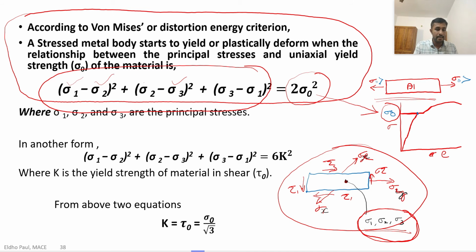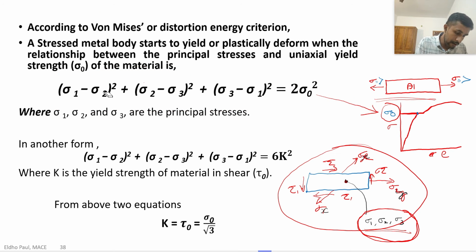We can also give greater than or equal to, not equal alone. That means for a body subjected to a complex loading condition, at a particular point, the principal stress values are sigma 1, sigma 2, sigma 3. Using them, we calculate the left hand side of the equation, that is sigma 1 minus sigma 2 whole square plus sigma 2 minus sigma 3 whole square plus sigma 3 minus sigma 1 whole square.